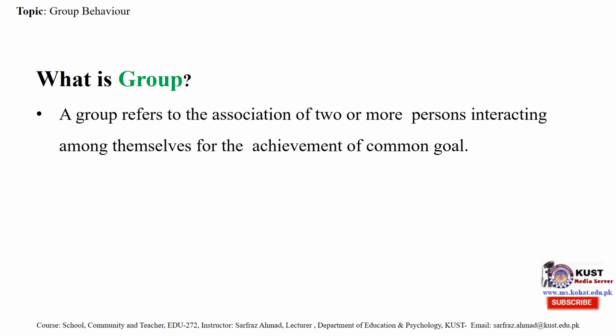In other words, we can say that a group refers to the association of two or more persons interacting among themselves for the achievement of a common goal. When people talk about groups, they often are describing collectivities with 2 or 3 members. For example, a work team or study group will often comprise 2 or 3 people. However, groups can be very large collectivities of people, such as a crowd or a religious congregation or gathering.